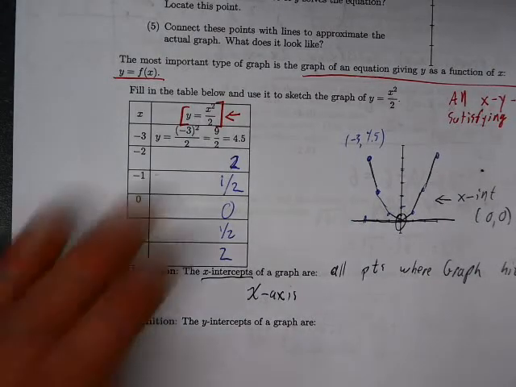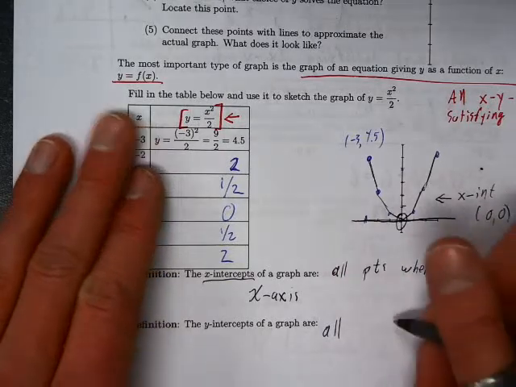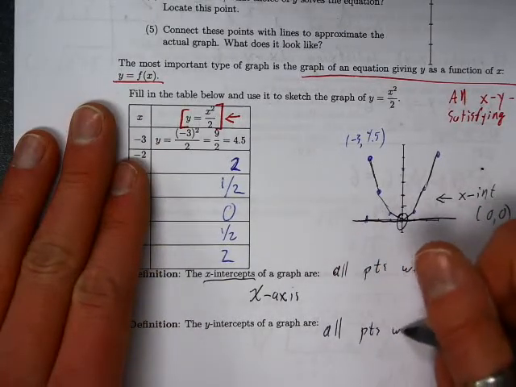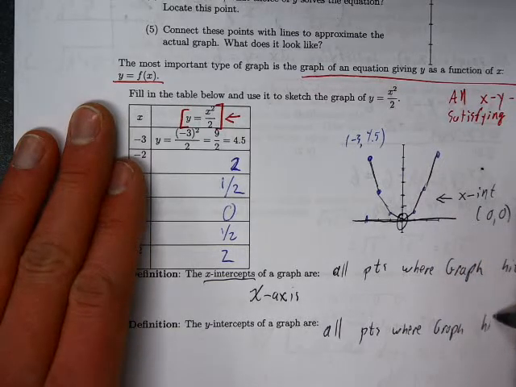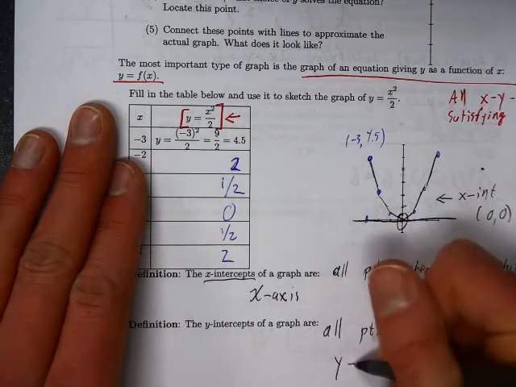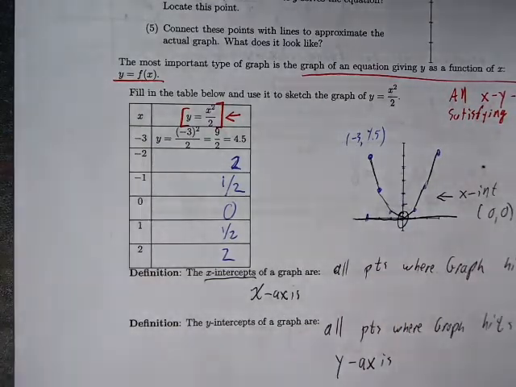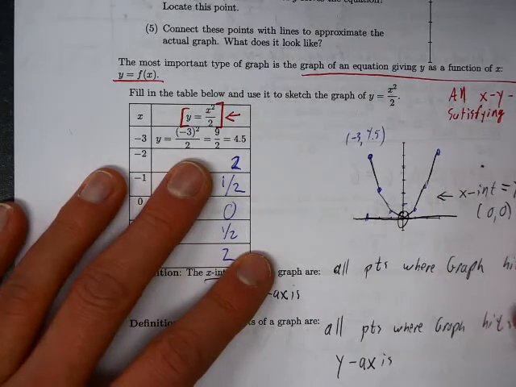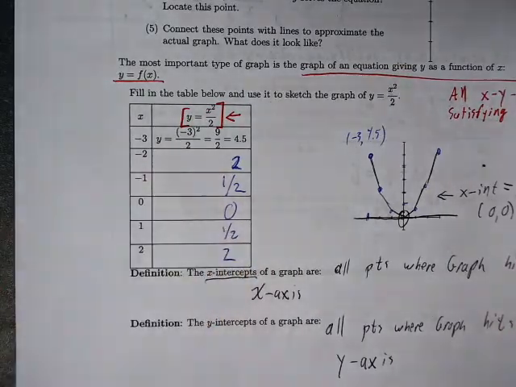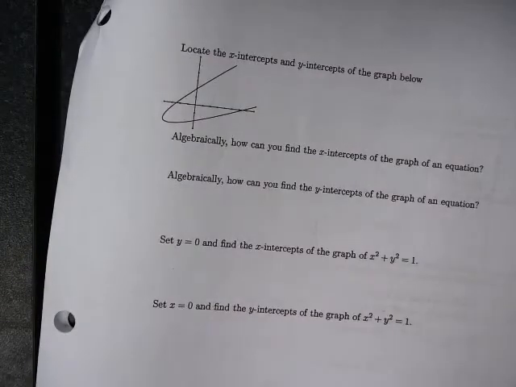The y-intercept is the same, but replace x with y. All points where that graph hits the y-axis. Same question for that graph. What is the y-intercept? Also (0, 0). X-intercept equals y-intercept equals the origin. Fair enough? And whenever you have a picture of a graph given, you can read off the intercepts.